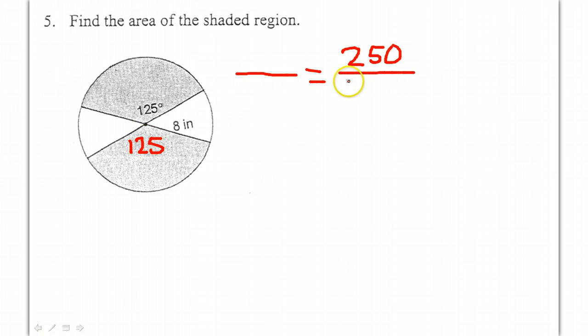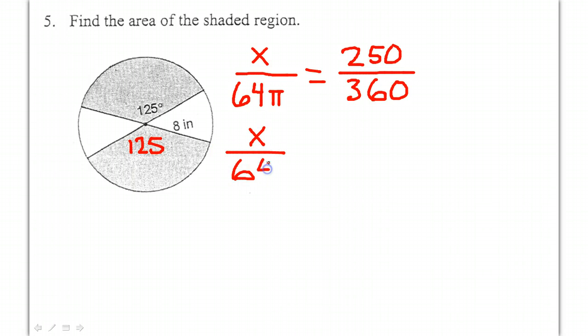So I could just do 250 over 360. If I do it this way, I won't have to double anything later. I've already taken into account both sectors. So this is still going to be x over 64 pi. That's pi r squared. But this time, this reduces to x over 64 pi equals 25 over 36.